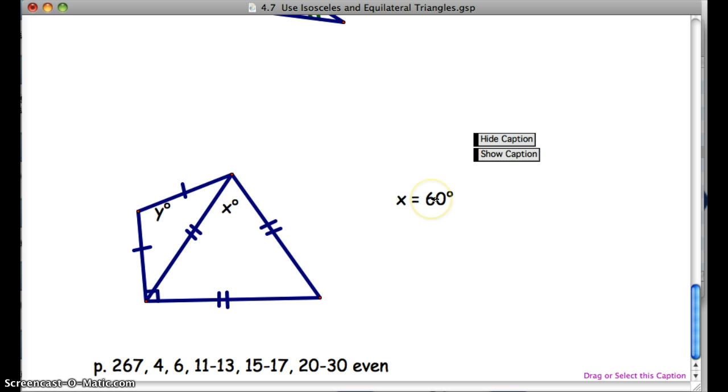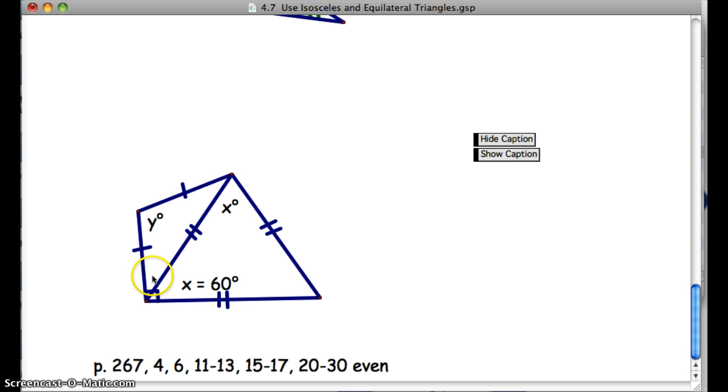If x is 60 degrees, that means 60 degrees is also right here, in this angle right there. If x is 60 degrees here, and this is 90 degrees, what does this angle measure? Right, this angle measures 30 degrees. Now, is this one of our base angles? Yeah, it's 30 degrees, opposite of this y here. Now I'm looking for y, which is the vertex angle. So I'm looking for the vertex angle.